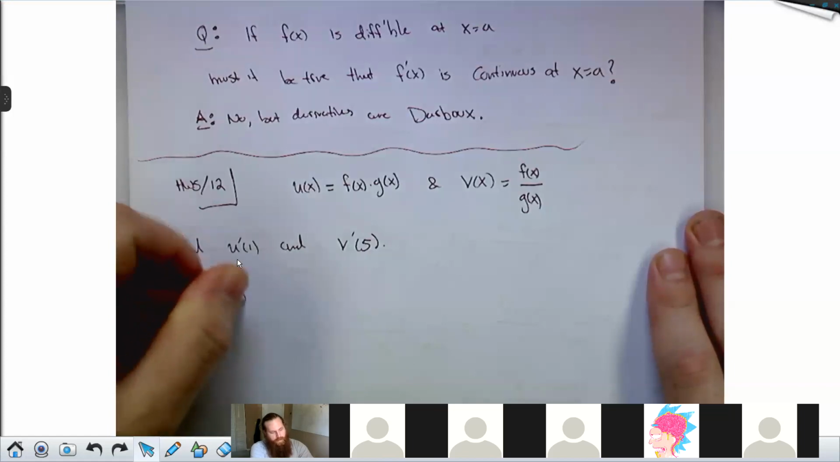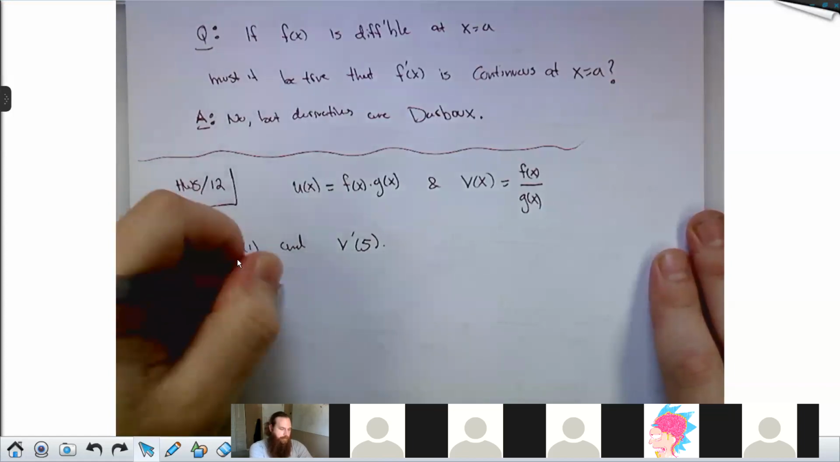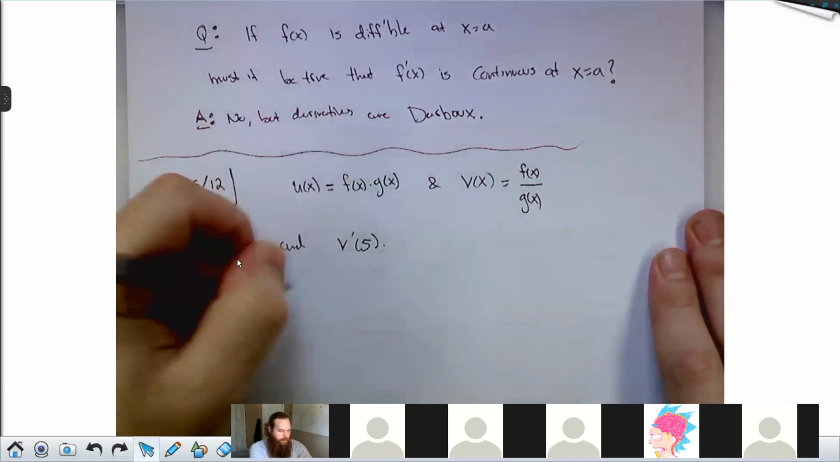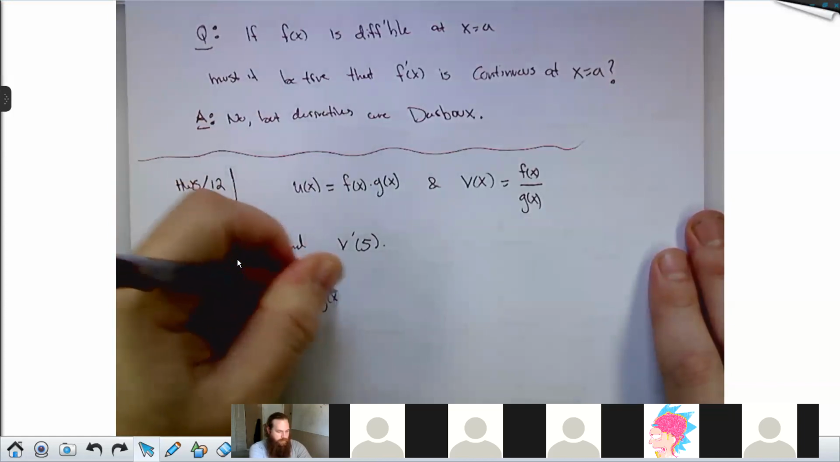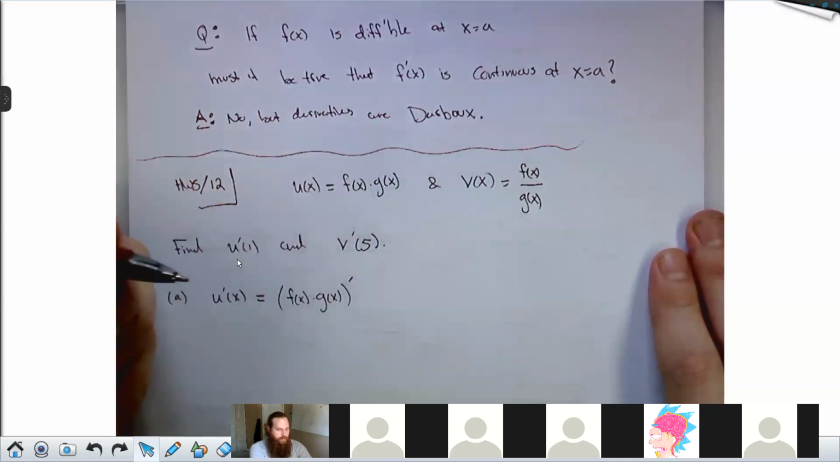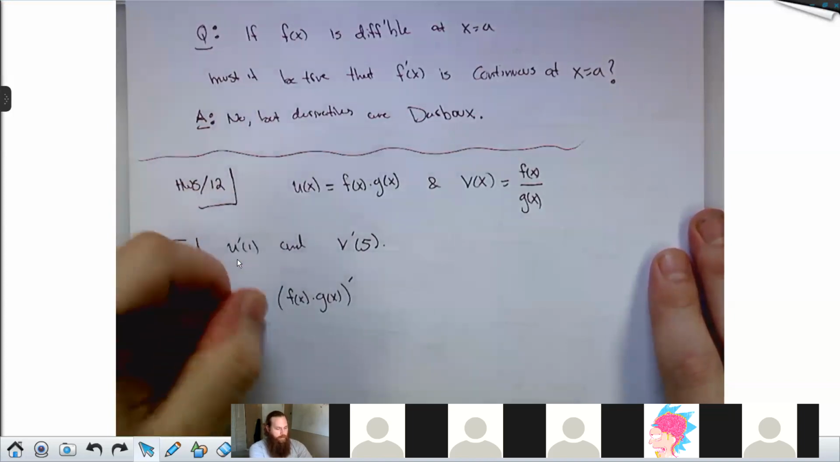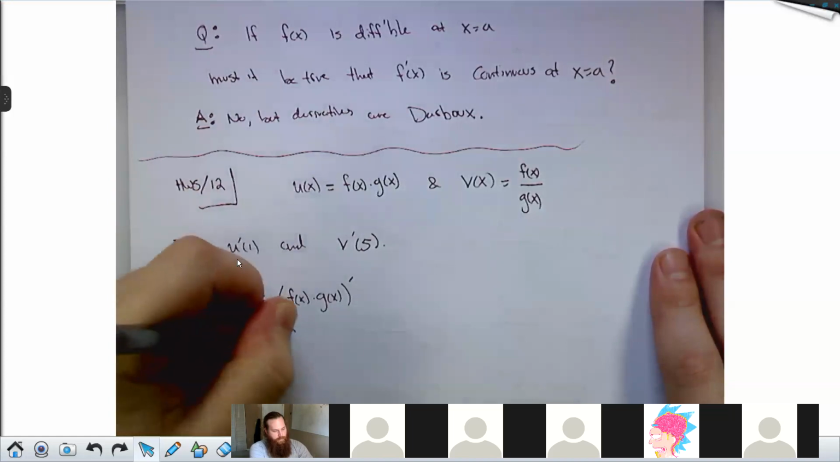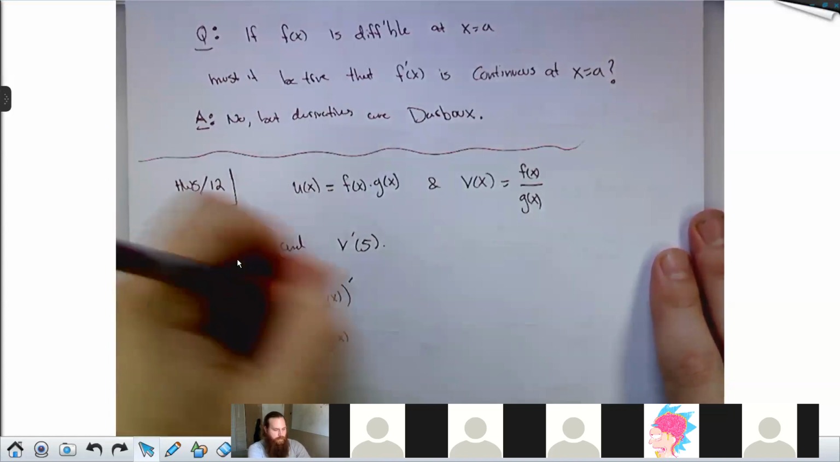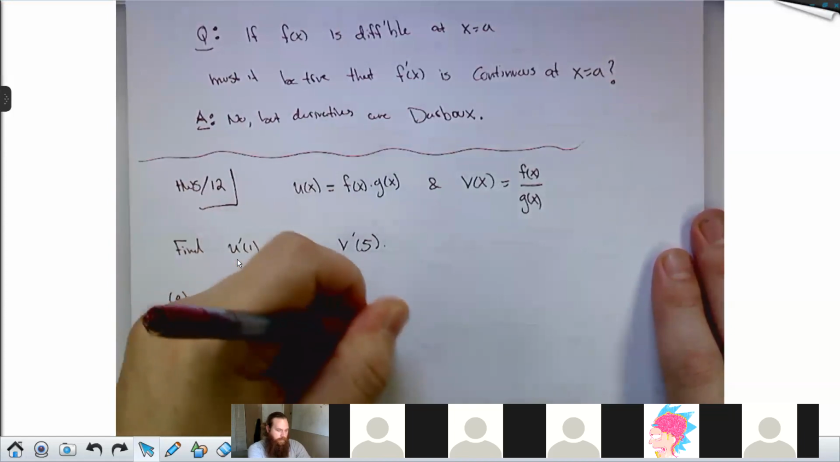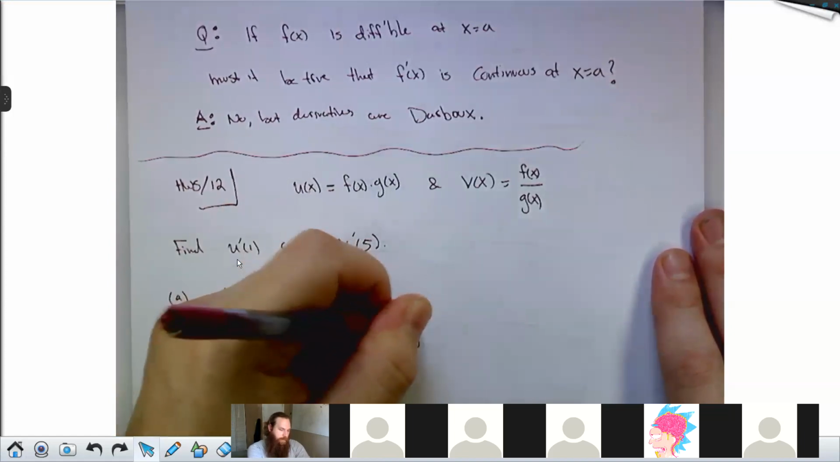u primed of x is what you get when you differentiate u of x. So that's what you get when you differentiate f times g. This requires the product rule. This is f primed of x times g of x plus f of x times g primed of x.